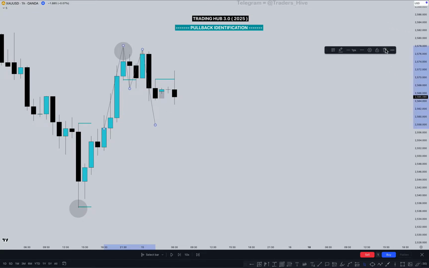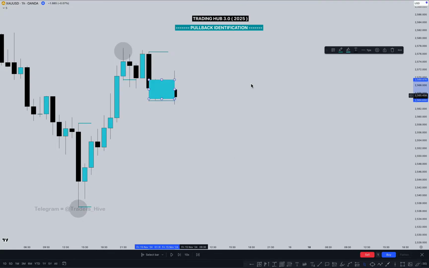No, this one is not a valid pullback. Why? Look at this one. The previous candle high and the previous candle low are here. Both are protected here. It means this low is not broken. So technically, after this candle, the next candle will be counted as this one right here. So basically, this is our internal range here, right?